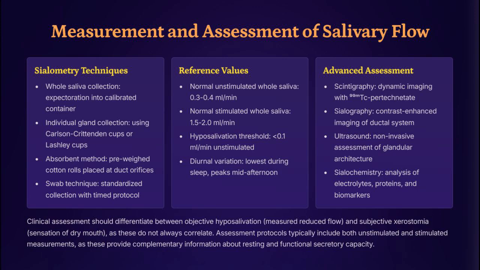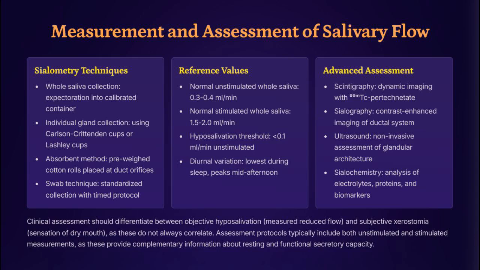Now, what counts as normal? For unstimulated saliva, flow should be about 0.3 to 0.4 milliliters per minute, and for stimulated flow, it should be 1.5 to 2.0 milliliters per minute. If unstimulated flow drops below 0.1 milliliters per minute, it's considered hyposalivation, a hallmark of conditions like Sjogren's syndrome or drug-induced dry mouth. Interestingly, saliva flow also varies with the time of day. It's lowest during sleep and peaks in the afternoon.